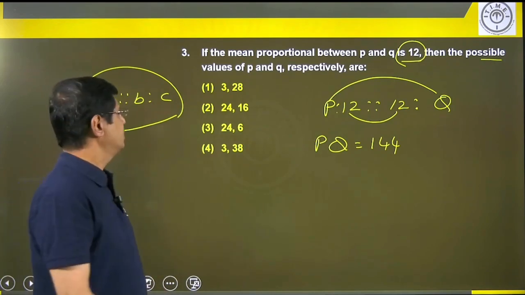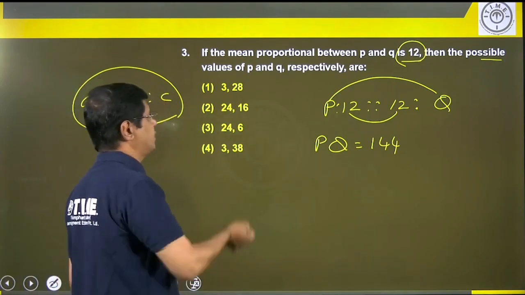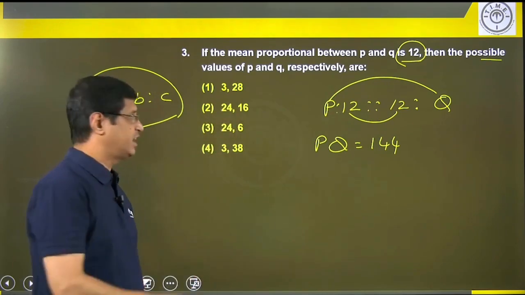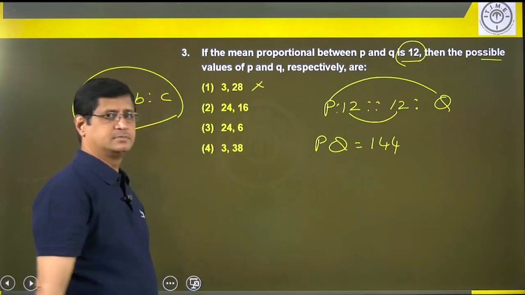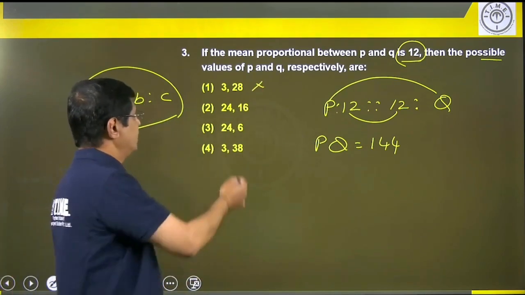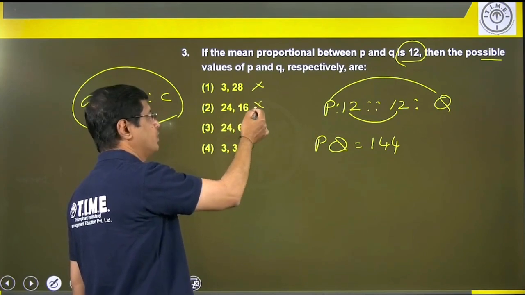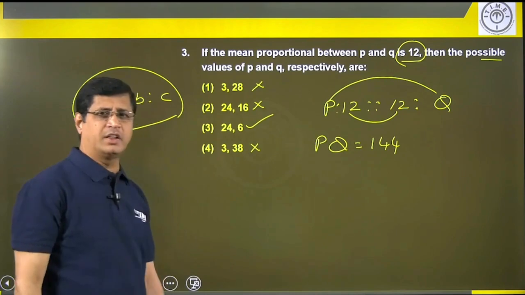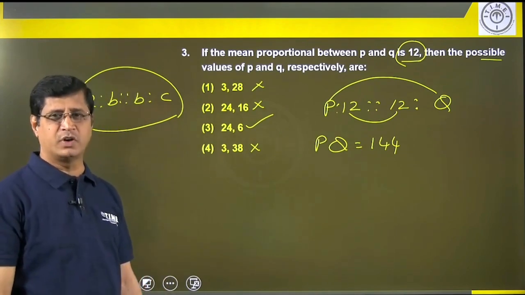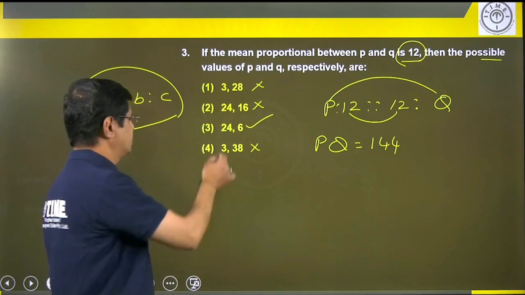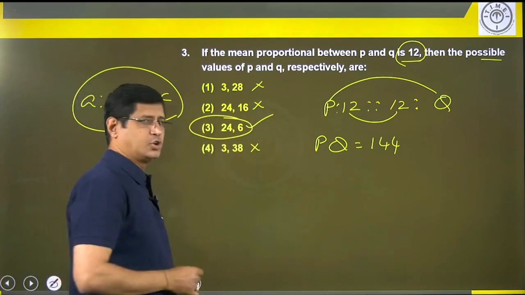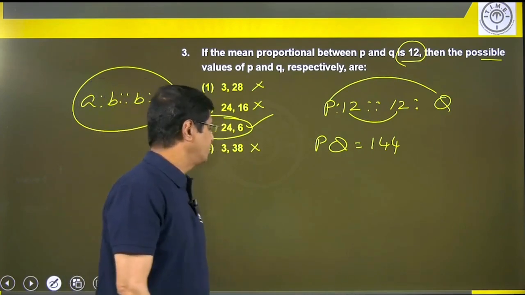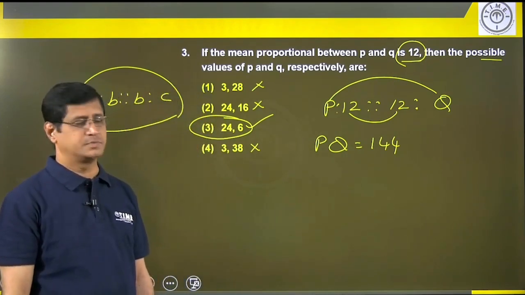Just look at the options here. The product of P and Q is 144, so what are the possible numbers here? The product of 3 and 28, is it 144? No, that is 84. Here, is it possible? No. Now, is it possible? Yes. What about this? No. So what are the possible values for P and Q? Option 3. So our choice for this exam question is option 3. 24 and 6 are the values.